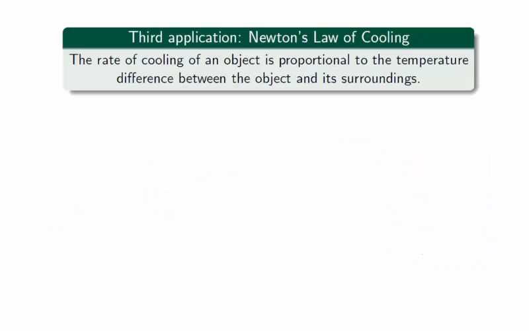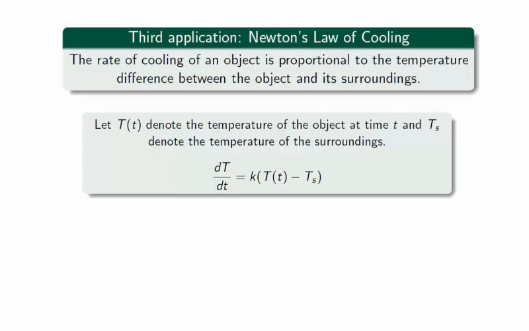We conclude with the trickiest application, Newton's law of cooling. This law states that the rate of cooling of an object is proportional to the temperature difference between the object and its surroundings. Let capital T(t) denote the temperature of the object at time t, and T_s denote the temperature of the surroundings. We can formulate Newton's law of cooling in terms of a differential equation.